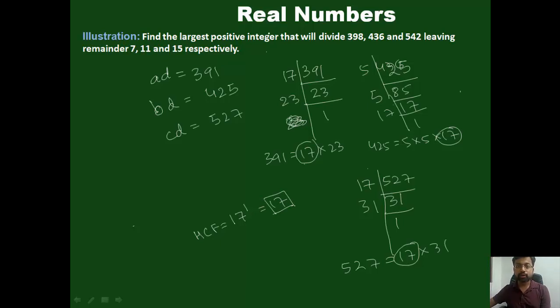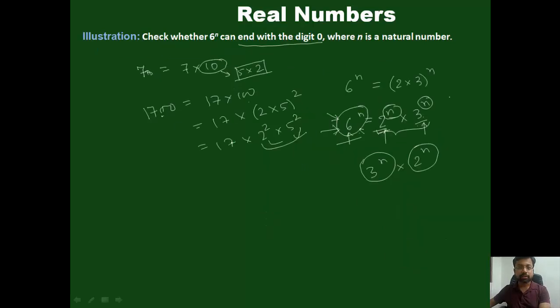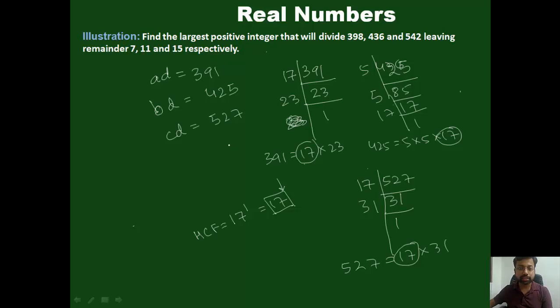So D, or the largest positive integer that will divide these three numbers, leaving behind the remainder 7, 11 and 15, would be 17. And this is finding out the HCF using the prime factorization method. And the last method that we discussed was the Euclid's division algorithm method. So this is how you solve such problems.